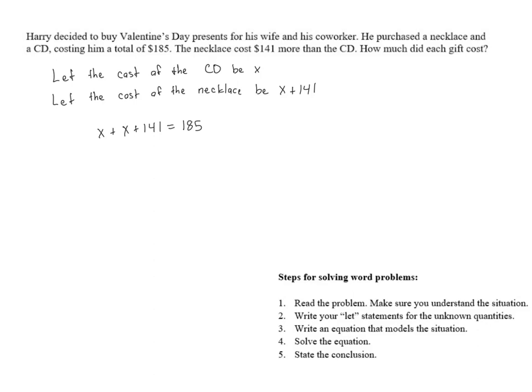And again, once we have our equation, we can solve for the variable. We'll combine like terms on the left-hand side. X plus X is 2X, so we have 2X plus 141 equals 185. If we want to get the variable term alone, we can subtract 141 from both sides. That leaves us with 2X on the left, because the 141s cancel. And on the right, we have 185 minus 141, which ends up being 44. So now we have 2X equals 44, and if we want to solve for X, we need to divide both sides by 2, and that tells us that X equals 22.